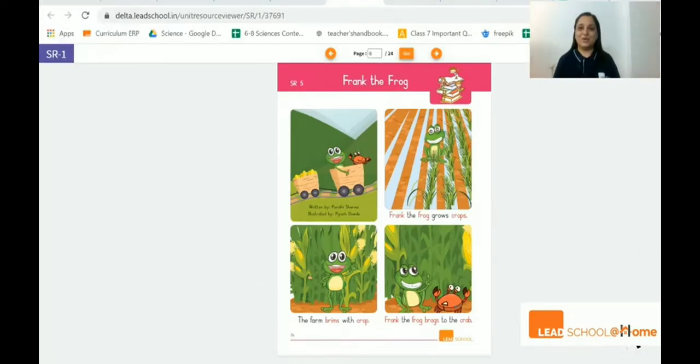Parents, today we are going to read the story Frank the Frog with the child. This story has some words which a child can read using blends and letter sounds. So all the words which are marked in red, the child should be able to read using the blends and the letter sounds. Now I am going to show you how you are going to read the story with your child.